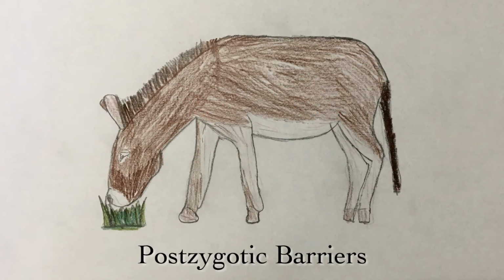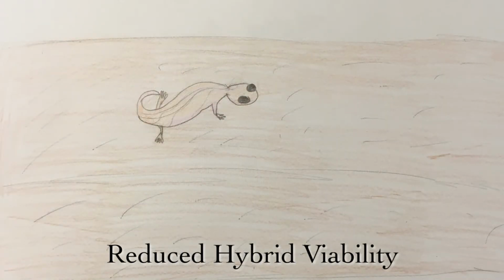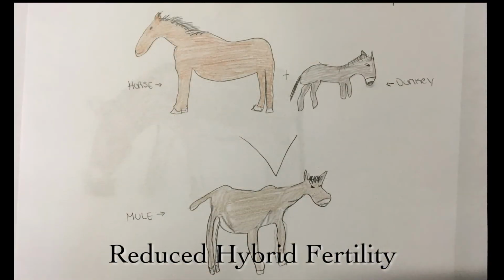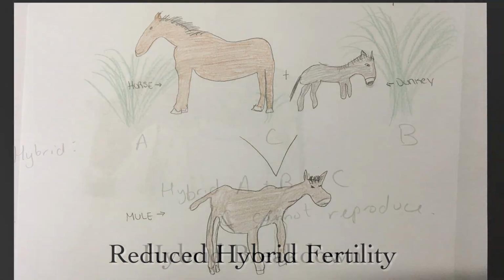Postzygotic. Postzygotic isolation prevents the formation of fertile offspring. The hybrid zygote will not develop into a fertile or viable adult. Reduced hybrid viability. Genes of different parent species may interact and impair the hybrid's development. An example is an underdeveloped salamander. Reduced hybrid fertility. Hybrid fails to produce functional gametes. An example is the mule, which cannot backbreed with other species.